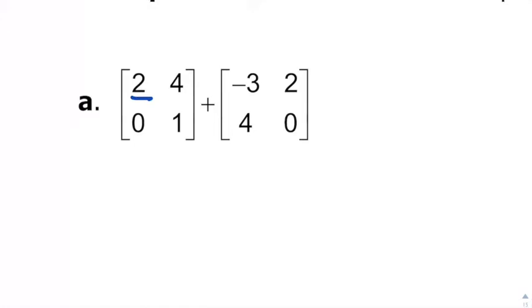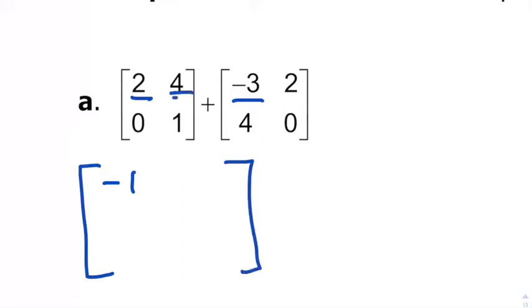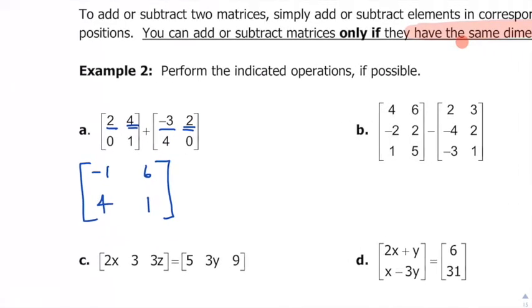So you're going to go top left with top left. 2 plus -3 is -1, and that goes in the new top left of your matrix. You have 4 and 2 there. Add those, that gets you 6. You have 0 and 4 in the bottom left, that gets you 4. And then 1 plus 0 on the bottom right is 1. And that's your new result matrix.